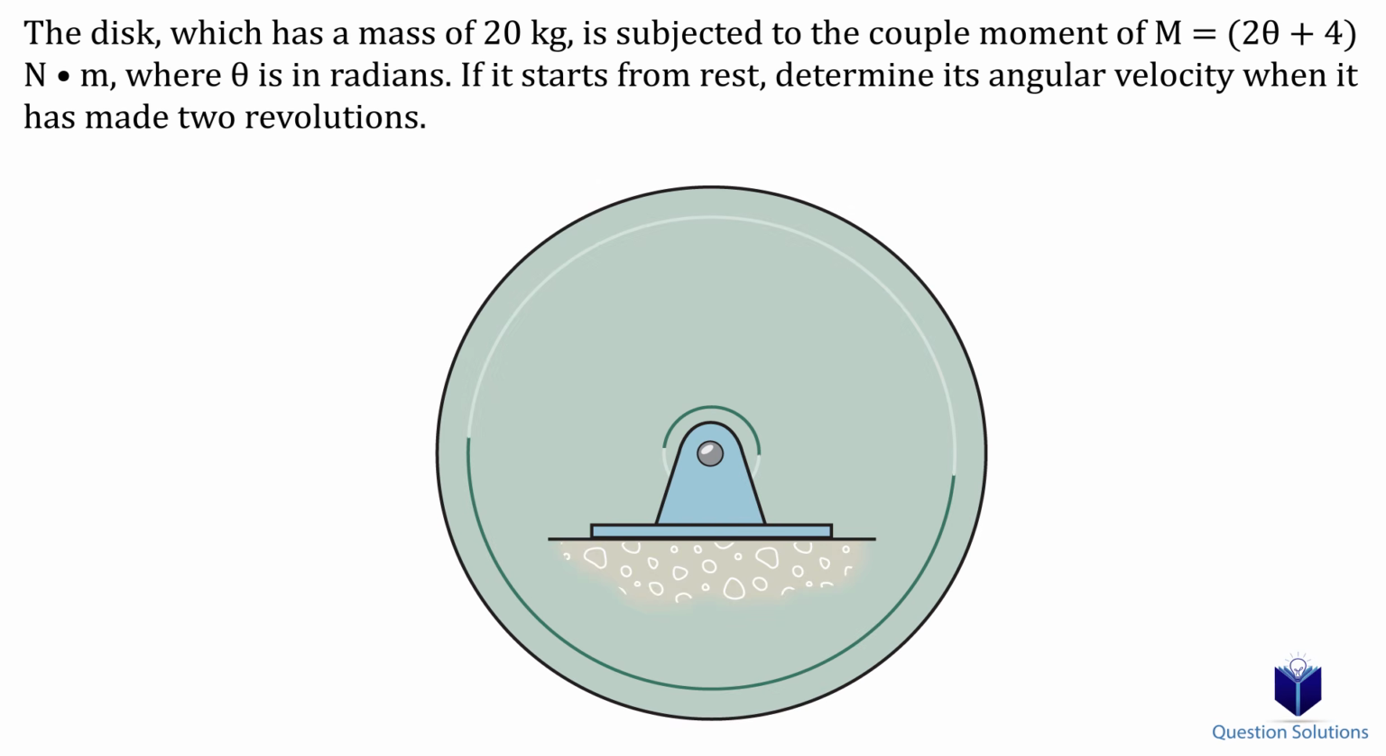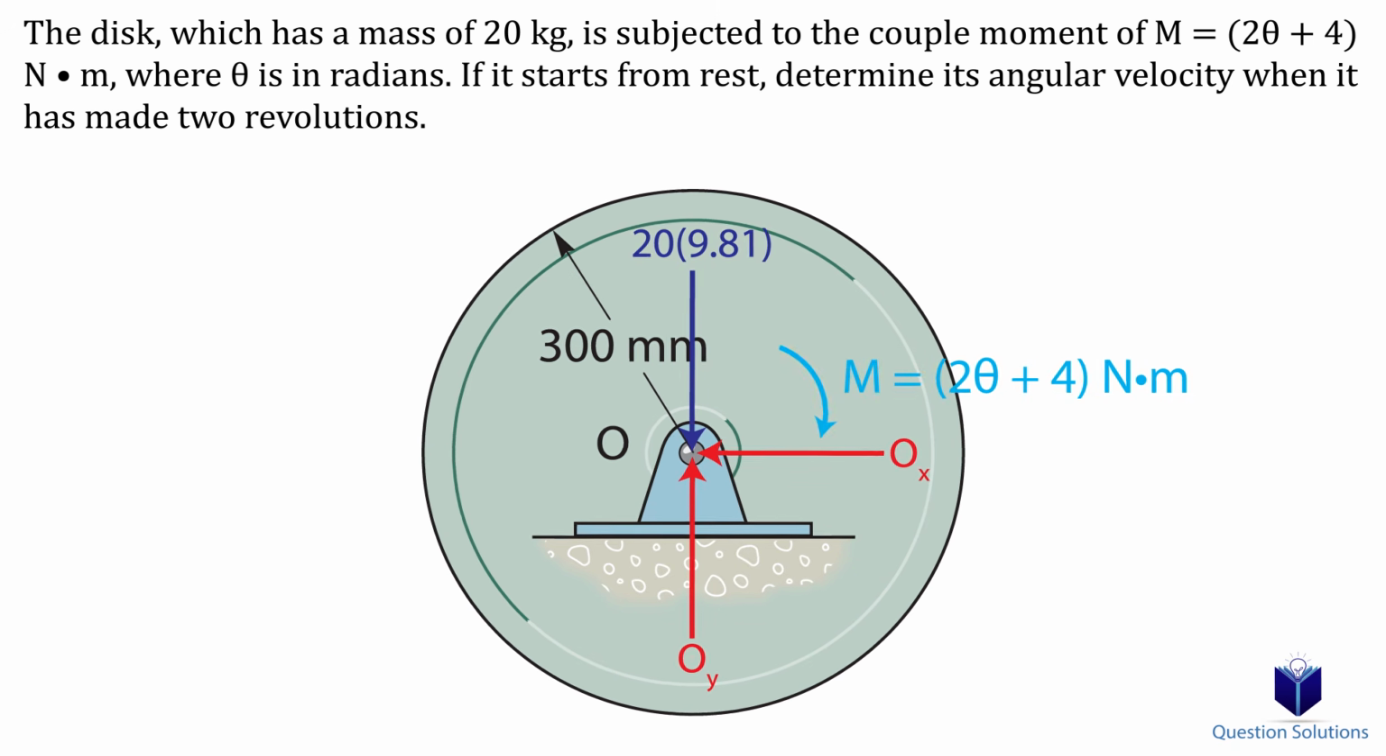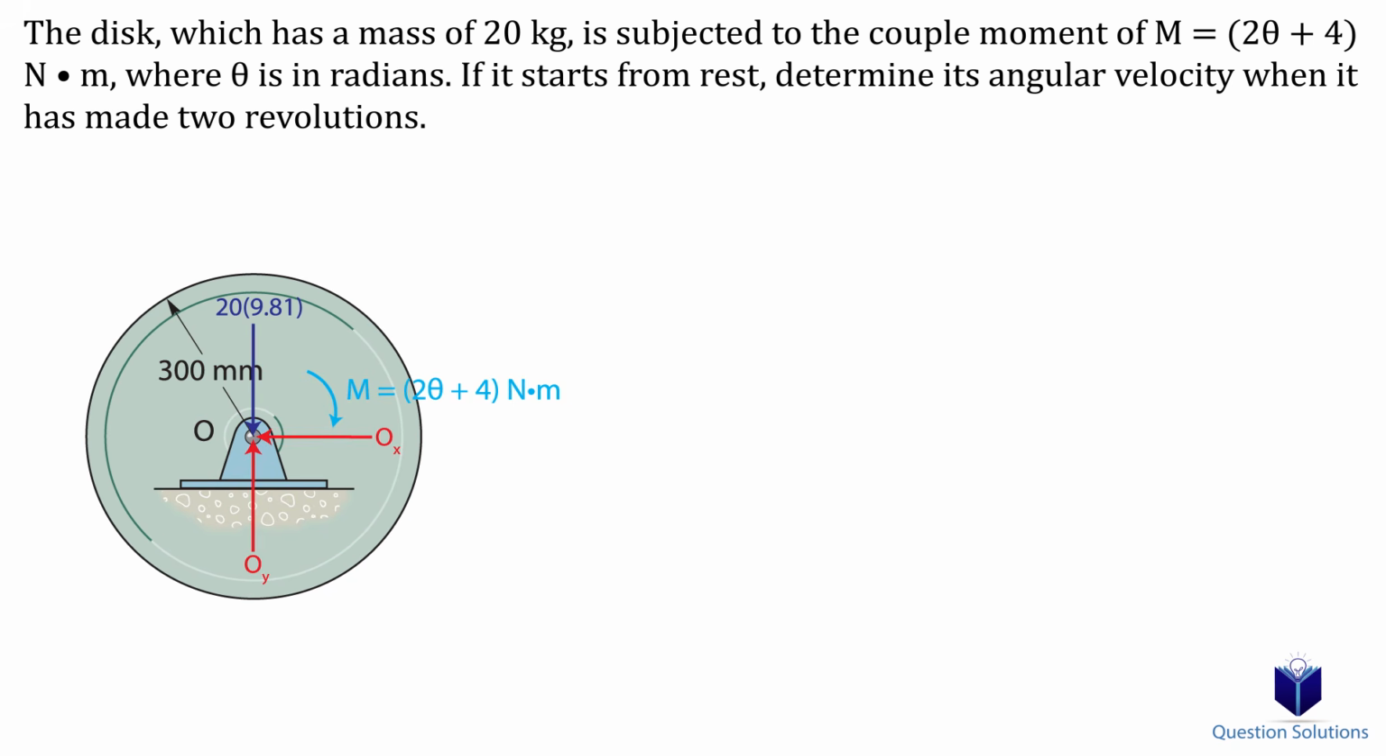Let's take a look at one last question where the moment applied is not a constant. We have a disc and we need to figure out the angular velocity after it goes through 2 revolutions. Let's draw a free body diagram. We have the weight, the reactions at pin O, and we have the moment. Now for our principle of work and energy equation. The initial kinetic energy is 0 since everything starts from rest.